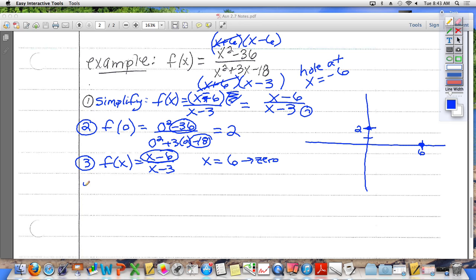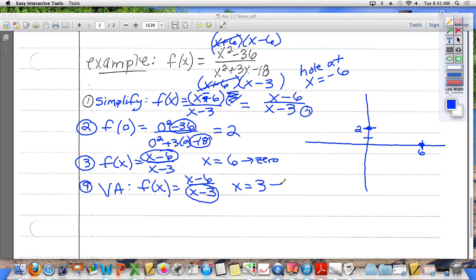The fourth thing that I need to do. What is the fourth thing I need to do? Find the VA, the vertical asymptotes. So you're right, step number 4 is to find the vertical asymptotes. Again, you look at your simplified expression. Remember, f of x was x minus 6 divided by x minus 3. What value of x will make the bottom of this thing equal to 0? X is equal to 3.